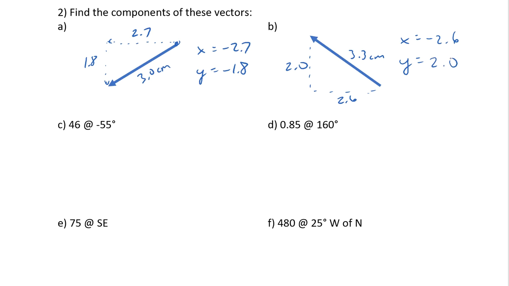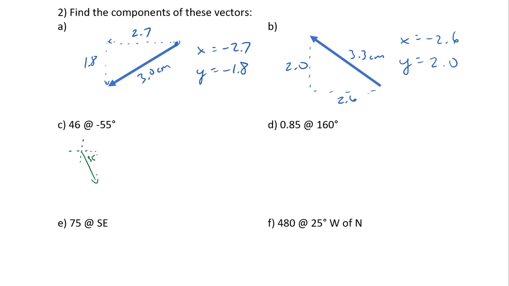All right, so next one we've got actual numbers, so we can actually calculate stuff with them, which makes things a little bit easier, a little more accurate, but I still want to sketch it anyway. So we've got 46 at negative 55. If I make a little reference axis, of course 0 degrees is straight to the right, so negative 55 would drop down. So that'd be like 55 degrees like that, swinging down.